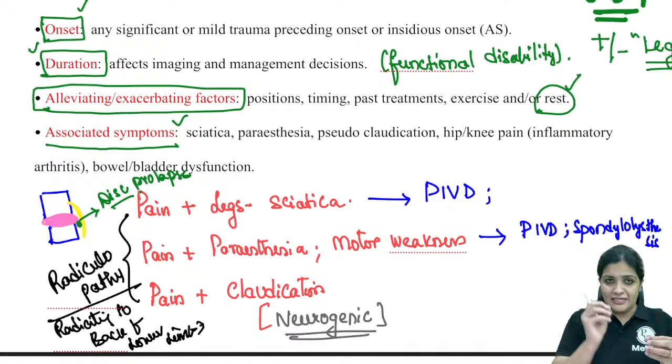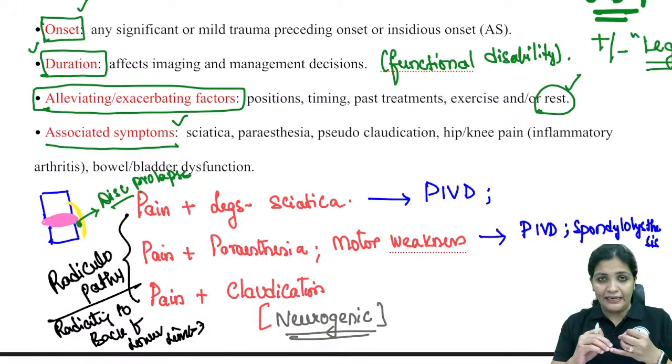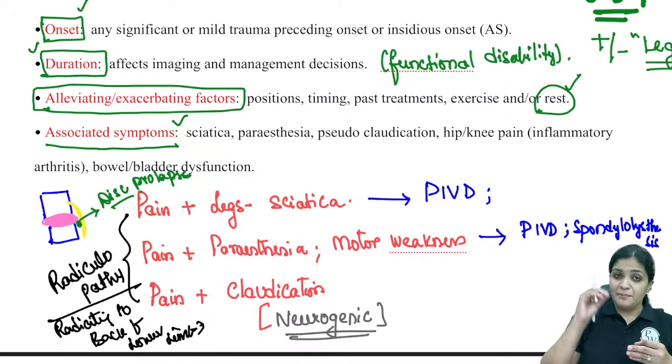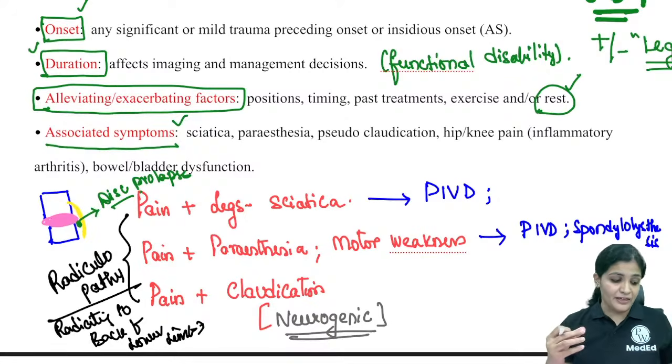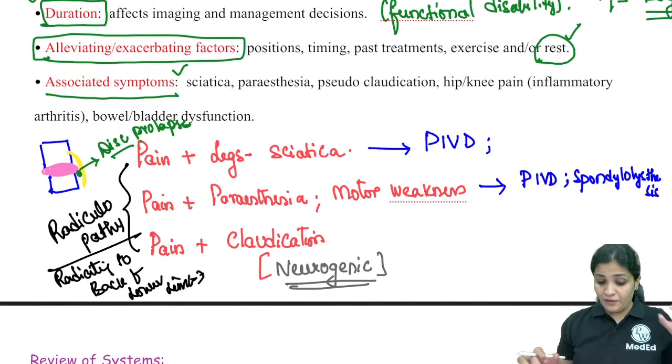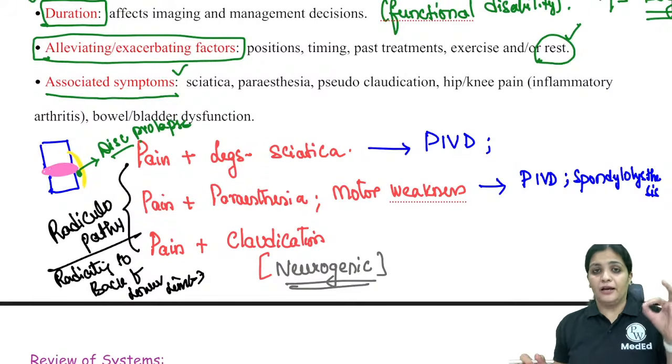So whenever there is associated radiculopathy, pain with only radiculopathy is PIVD. If there is pain, paresthesia, motor weakness, it could be PIVD plus spondylolisthesis. But one important condition, whenever there is low back pain associated with neurogenic claudication.